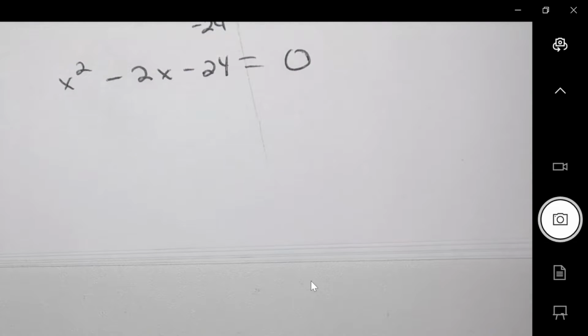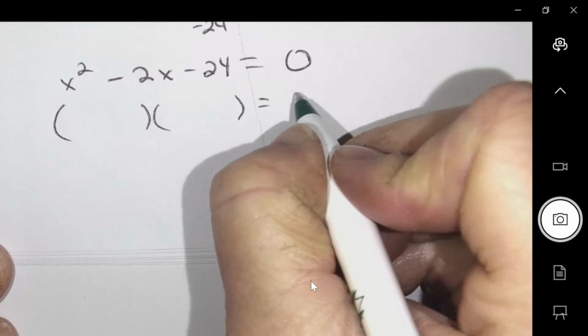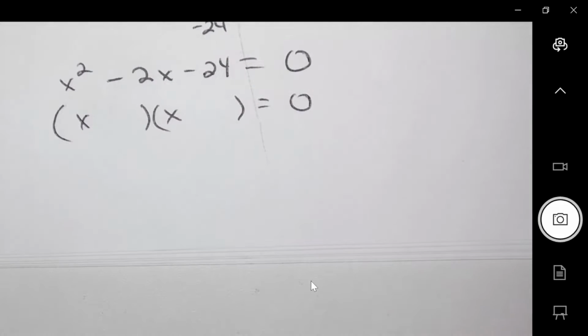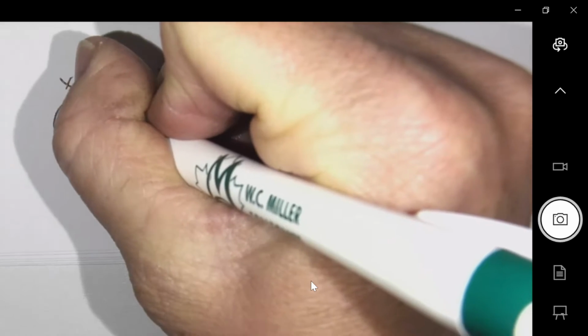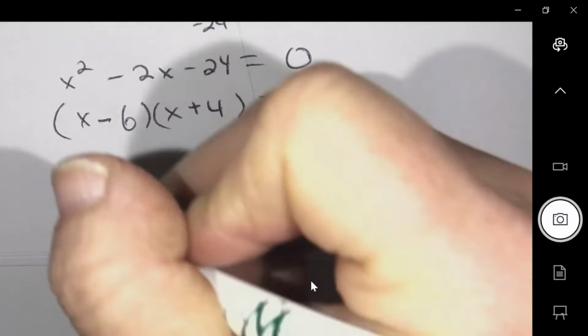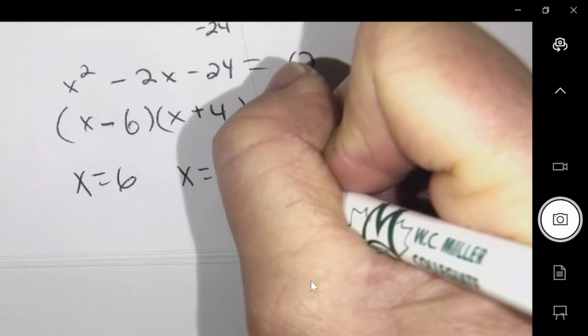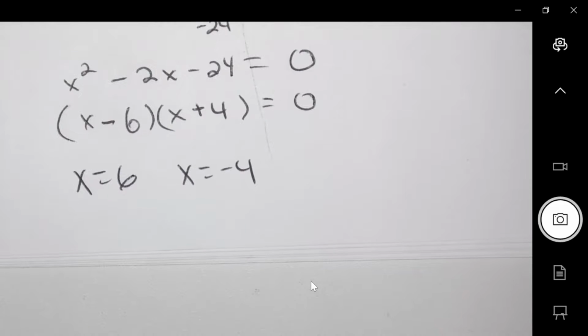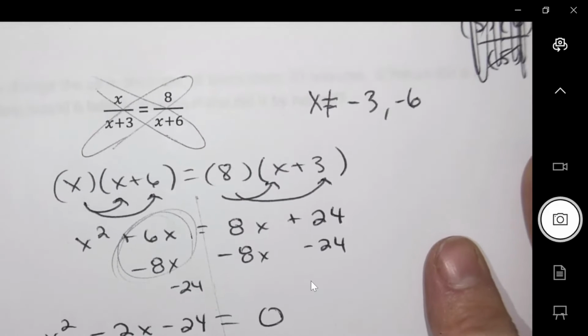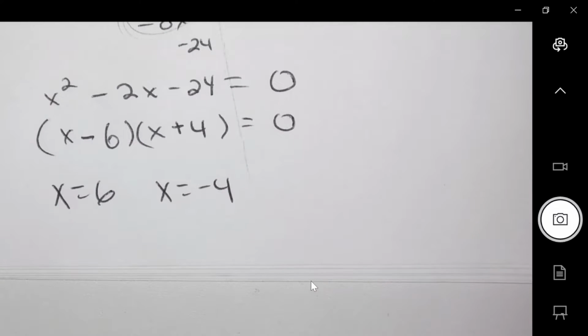Now that we have an equals 0, we can go through the, can I factor? What style do I have? If I can't factor, I have a quadratic formula. So 2 brackets. Does anything multiply to 24? 6 times 4, minus 6 plus 4. And this is good because when we talked about our restrictions, that was a -6, which we don't have. We have a +6, so that's fine.